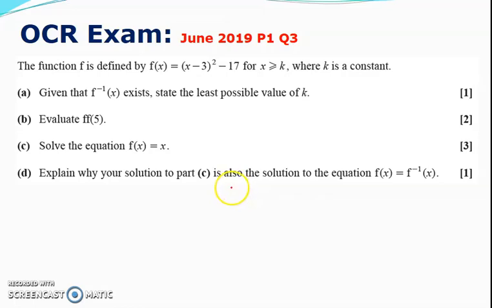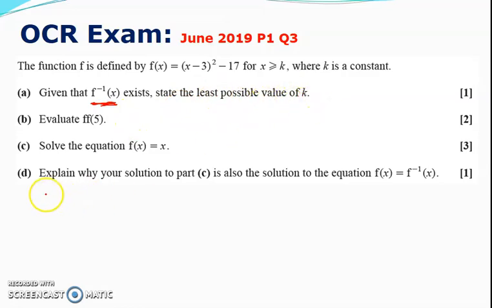Second question then, it's another recent exam question. I've got this, f of x equals this. The first thing I'm going to do, because it does tell me, given that the inverse function exists, state the least possible value of k.